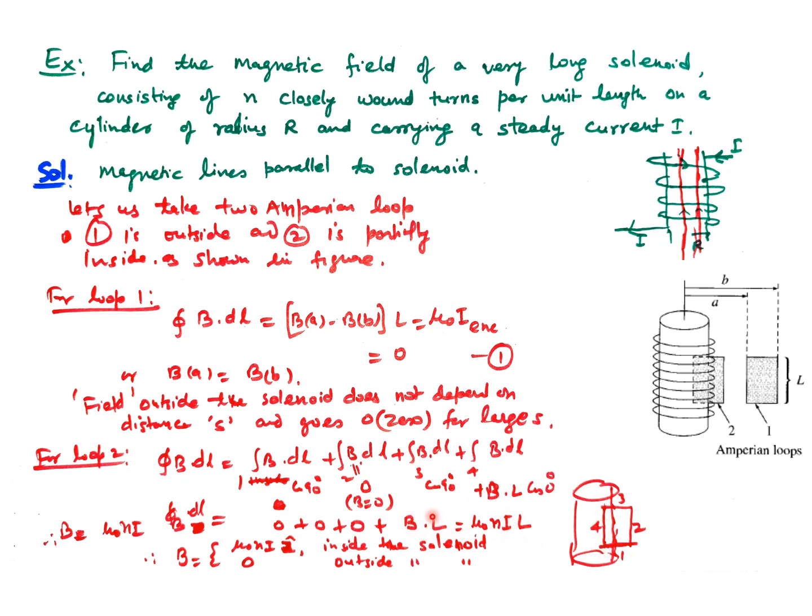So B dot L gives B L cos theta. So B L equal to mu naught into I enclosed, and I enclosed is N into I into L, because there are N number of turns. I is the current and L is the length of this Amperian loop. So we will have B equal to mu naught N I. This is the magnitude, and the direction will be in the z cap direction. So B equal to mu naught N I z cap inside the solenoid, and for the outside it is 0.